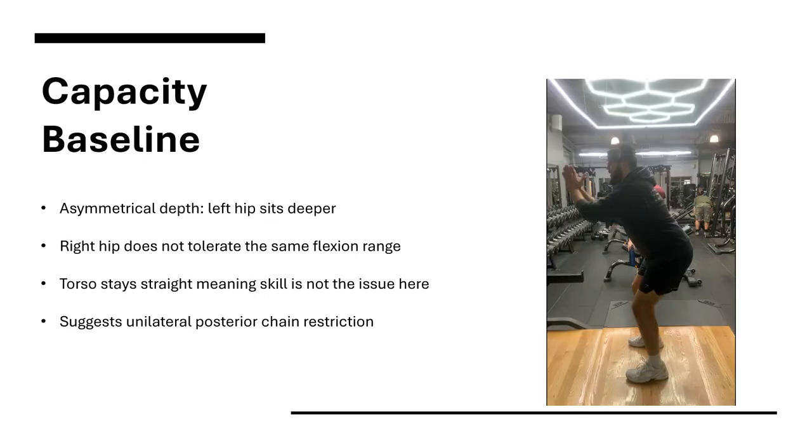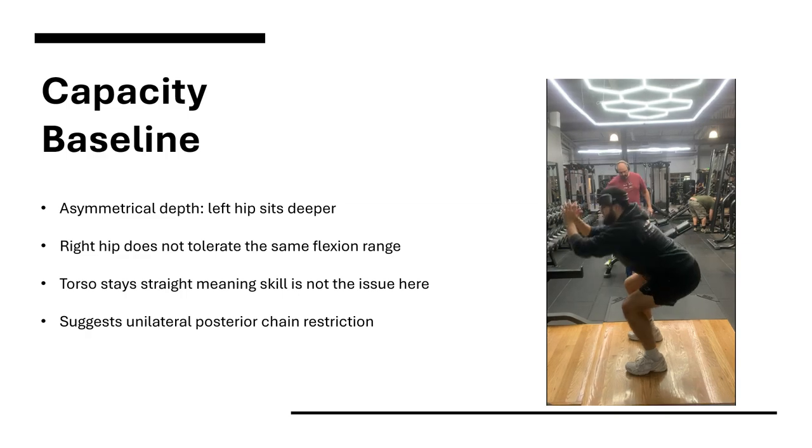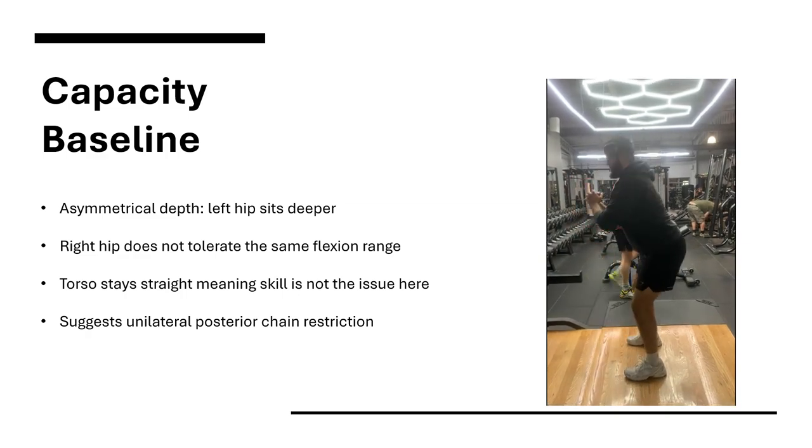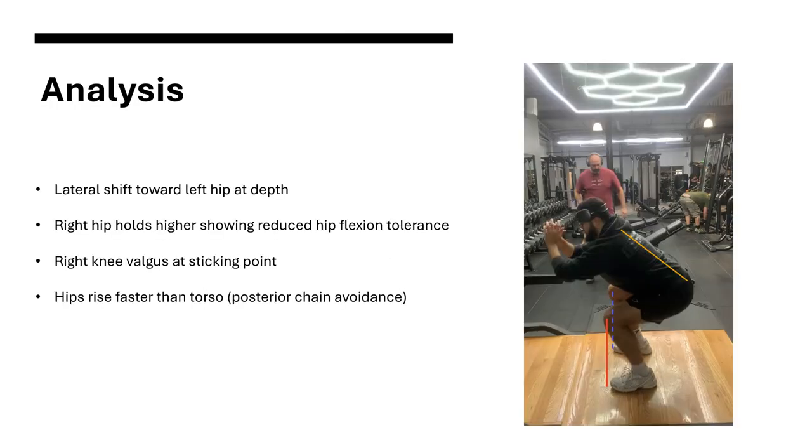This is Faris's bodyweight squat. Straight away we can see asymmetry as he sits deeper into his left hip, while his right hip maintains a higher position. There is also a slight valgus tendency at the right knee on ascent. Because this happens even without load, it points to a capacity limitation on the right side rather than a technical error. With the annotations, we can clearly see postural differences.